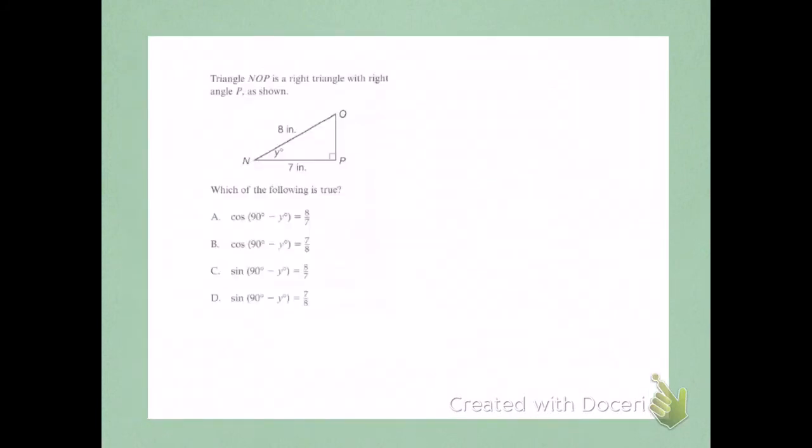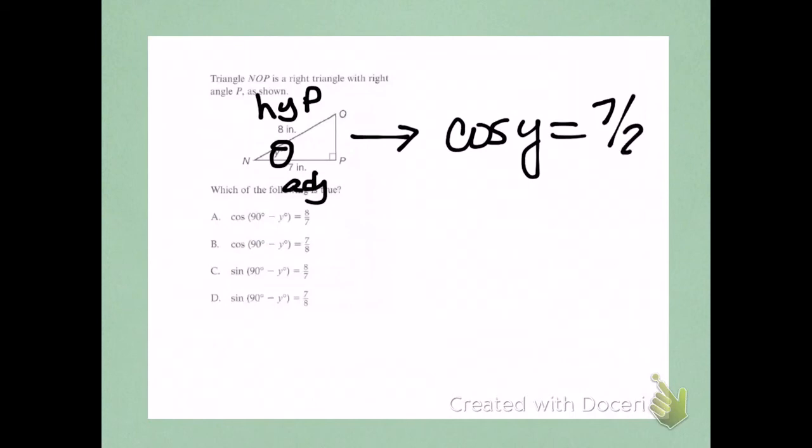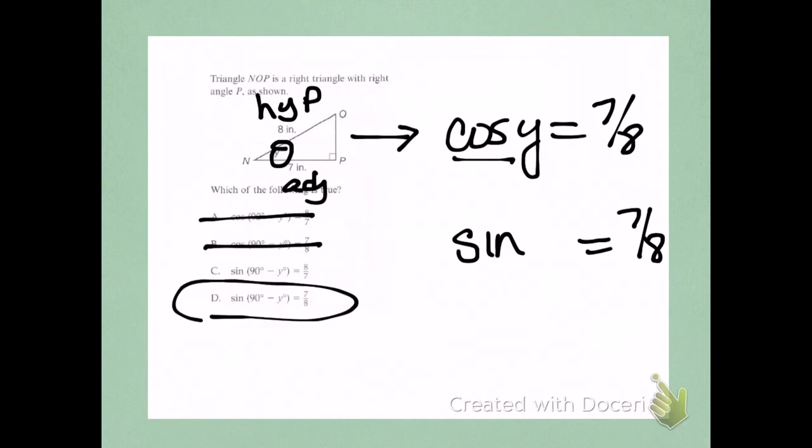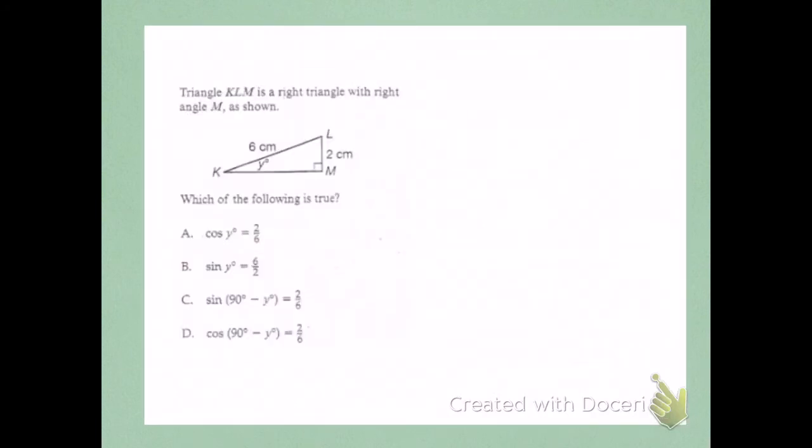Triangle NOP is a right triangle with right angles shown. Which of the following is true? So if I use a trig relationship here, I know that if theta is y, this would be my adjacent side and this would be my hypotenuse. So that would use cosine. I know cosine y equals 7 over 8. If I use the relationship between sine and cosine of complementary angles, then I know I'm going to be looking for the opposite of cosine, which is sine, and I want it to equal 7 over 8. So I know it wouldn't be A or B, and the difference between C and D is 7 over 8. So that would be my answer. You work this one.